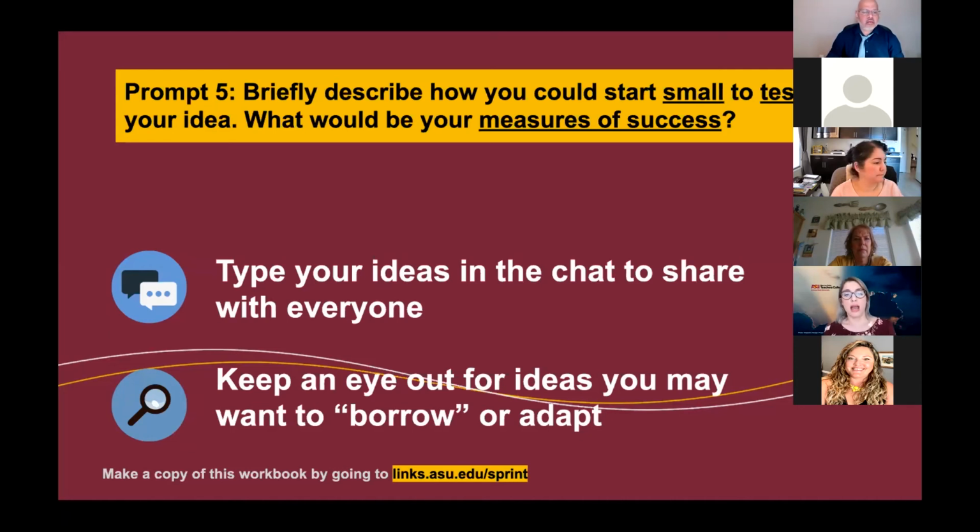So with that in mind, for the next prompt, we would like you to briefly describe how you could start small with some kind of a little prototype to test out your idea. What would be some of your measures of success? What are some things that would let you know in your classroom, in your practice, what is working? Or, what are some things that you could manageably do in small, bite-sized pieces, and then try them out? And how would you try them out?